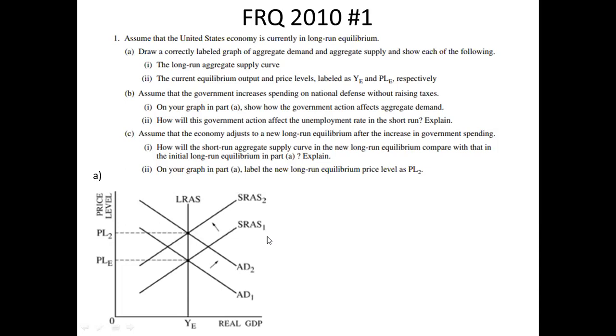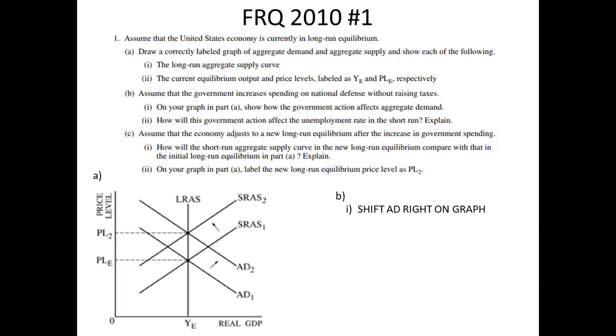So we have a new aggregate demand. The reason it says without raising taxes is because if it just says increases spending on national defense and raises taxes, we wouldn't know what would happen because we would have an increase from the increase in spending and a decrease from the increase in taxes. But since they're not raising taxes, we only have an increase. All right, second part.